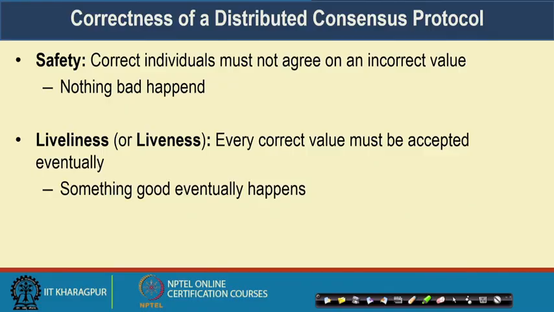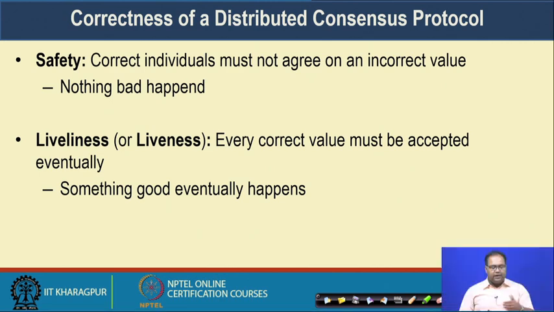And the liveliness property, or in some books or reference manuals they write it as the liveness property. The liveness property states that every correct value must be accepted eventually. That means something good will eventually happen. So, if you are proposing some good values, that good value will be committed eventually. Although there can be some time lag or some delay in reaching consensus, after the consensus protocol terminates, you will expect to get a consensus value out of that. So, these are the two correctness properties for distributed consensus that we need to ensure whenever we design a distributed consensus algorithm.